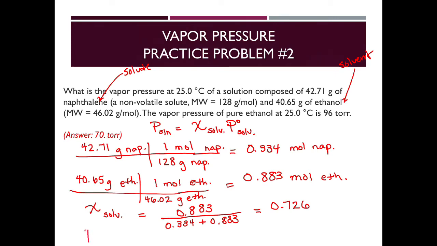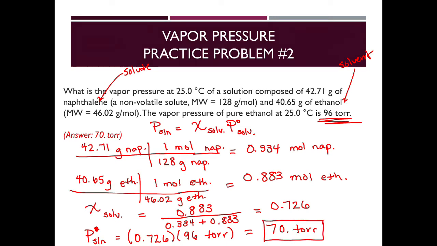And then to get the vapor pressure of our solution, we are going to take our mole fraction, 0.726, and multiply that by the normal vapor pressure of our solvent, which is 96 torr. And that will get us 70 torr. So again, adding a non-volatile solute is lowering our vapor pressure. So there you are. Let's try another one.